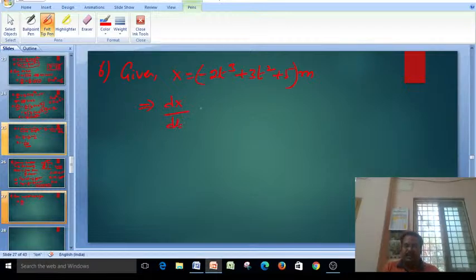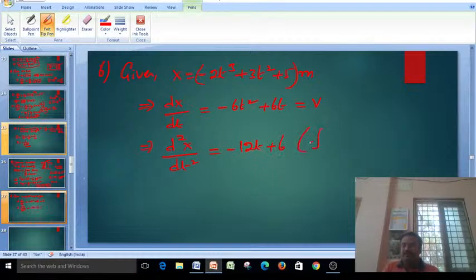So dx divided by dt is equal to minus 6t square plus, 3 twos are 6, so 6t, plus 0 here, right? Now this is nothing but the velocity. Now let us differentiate again with respect to t. So d square x divided by dt square is equal to again minus 12t plus 6, you will get here.